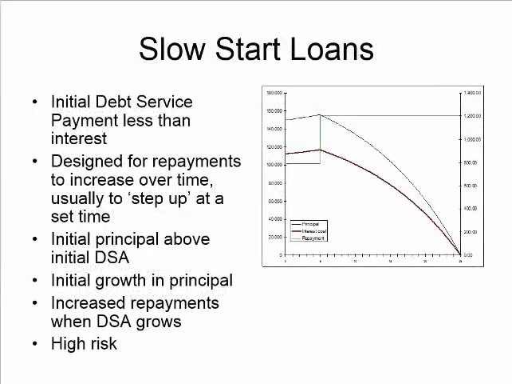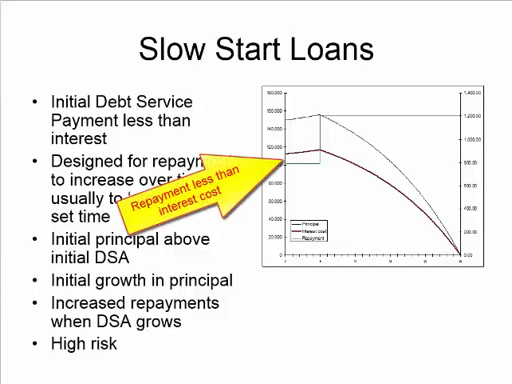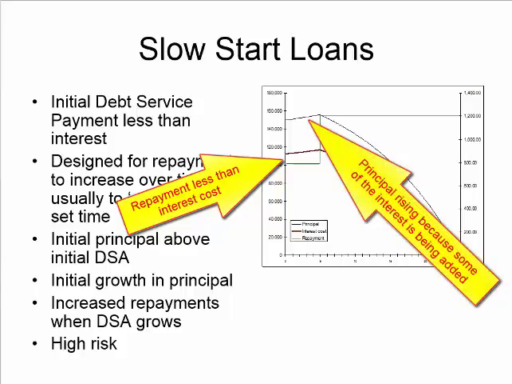The simplest example of a slow start loan is illustrated in the chart on the right hand side of this slide. The red line is the interest cost per month, the green line is the repayments per month, and the blue line is the principal. You can see that at the very beginning of the loan, the repayments are less than the interest cost. This means that month by month, a part of the interest is not repaid, and this leads to the principal rising month on month. This can be seen by the way the blue line is actually rising. The amount of indebtedness of the borrower increases month by month for the first part of the loan.